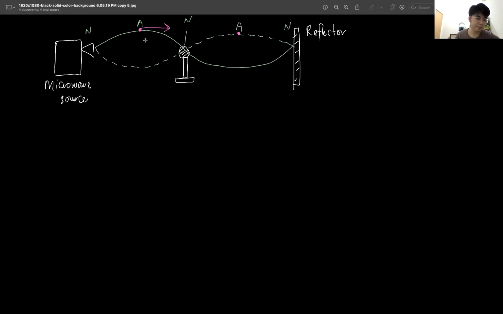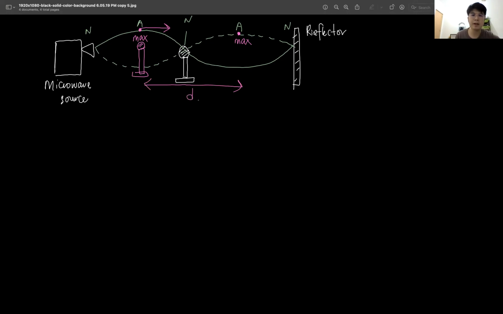And then how do we use this to calculate the wavelength? Let's say I want to calculate the wavelength of the microwave. I would place the detector at one point and slide it across. I find the distance between two maximum readings. This is the first maximum, this is the next maximum. As I slide across to the right side, I know the distance traveled.